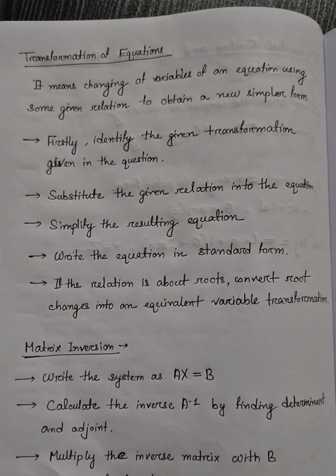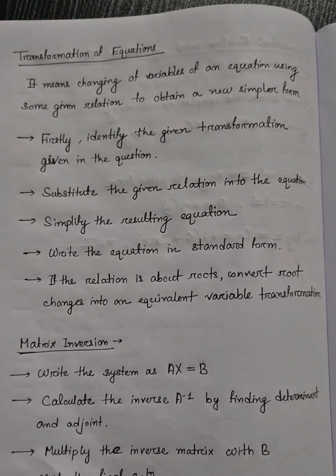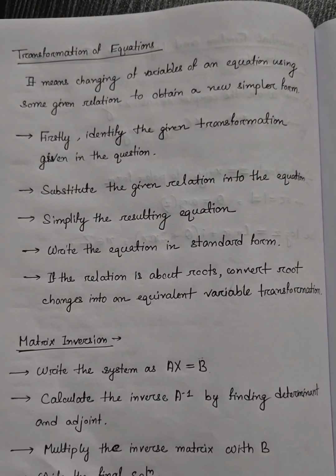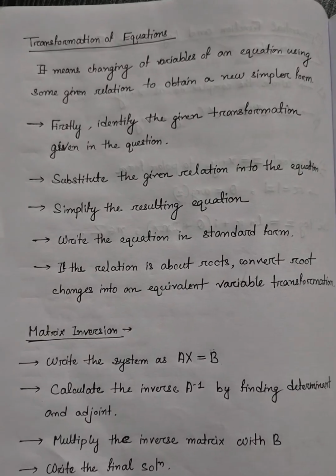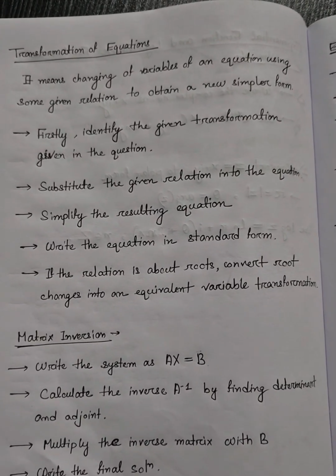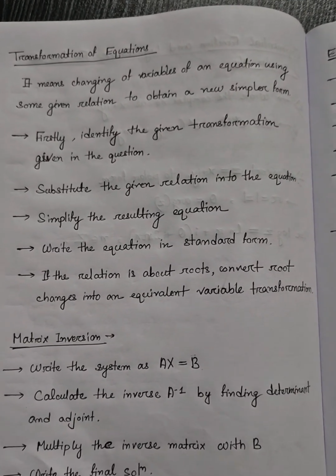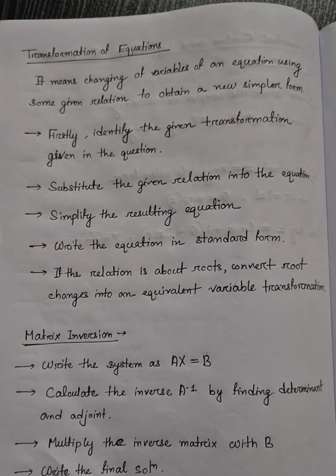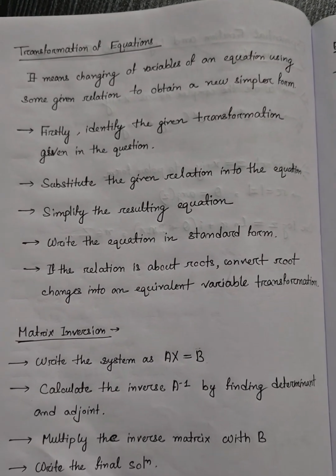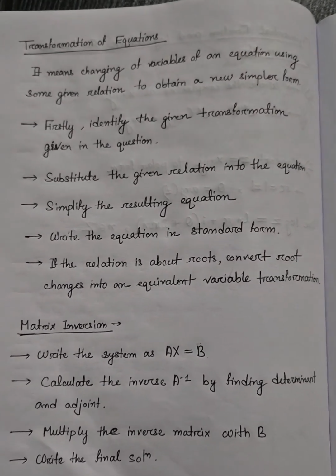Then we will see about the transformation of equation. Transformation of equation actually means the changing of variables in an equation using some given assigned relation to obtain a new simple form. Firstly, we have to identify the given transformation in the question. Then we have to substitute the given relation into the equation. Then we have to simplify the resulting equation and then write the equation in standard form. If the relation is about roots, convert root changes into an equivalent variable transformation.